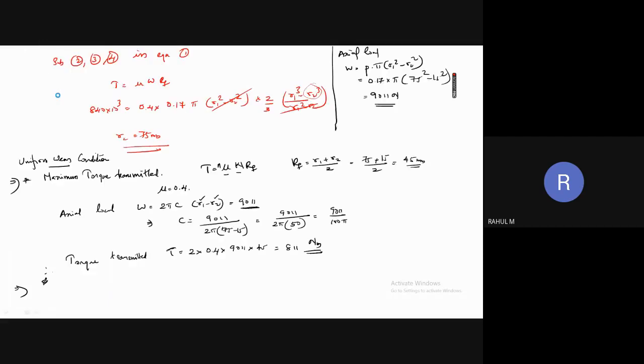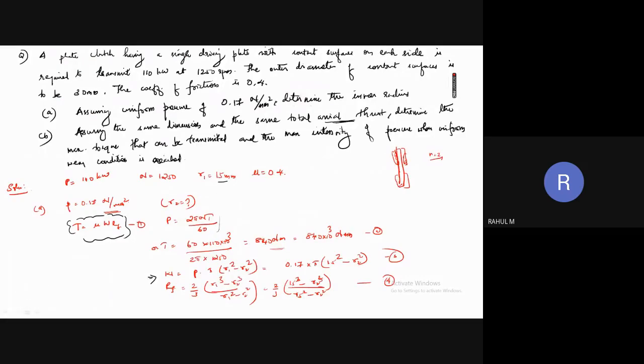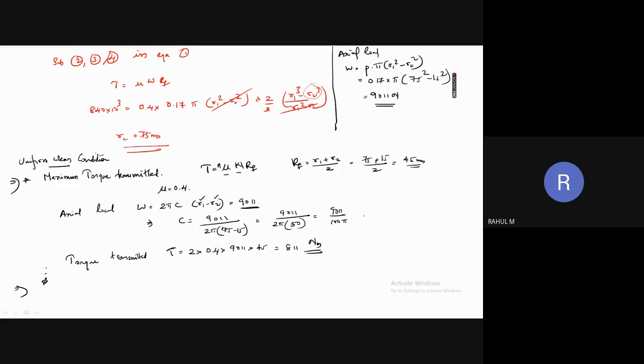We are asked to find the maximum intensity of pressure, right? You will get the maximum intensity of pressure when the radius is minimum. So this is the condition to find it: P max into R2 is C. The R2 value we know, and the C value you can find out using this relationship. Or we can directly substitute over here.